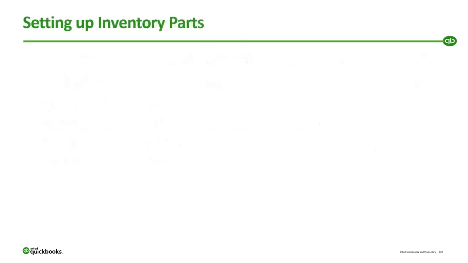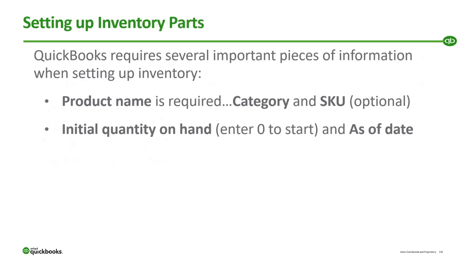I'm not going to go over this. I am going to go over the setting up of the inventory, because one of the things you can do within here, and this might relate to the peanut lady, is establish SKUs with your inventory control system. So QuickBooks requires several important pieces of information when setting up the information. So the product name is required, category, and the SKU.